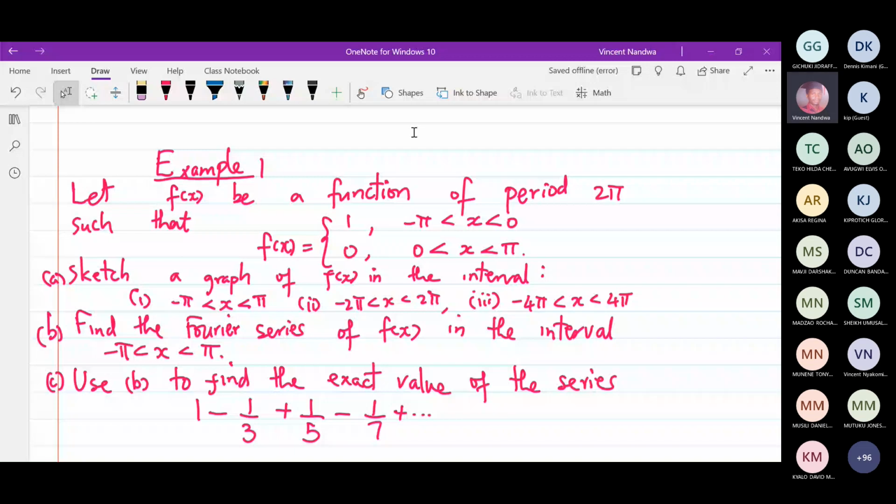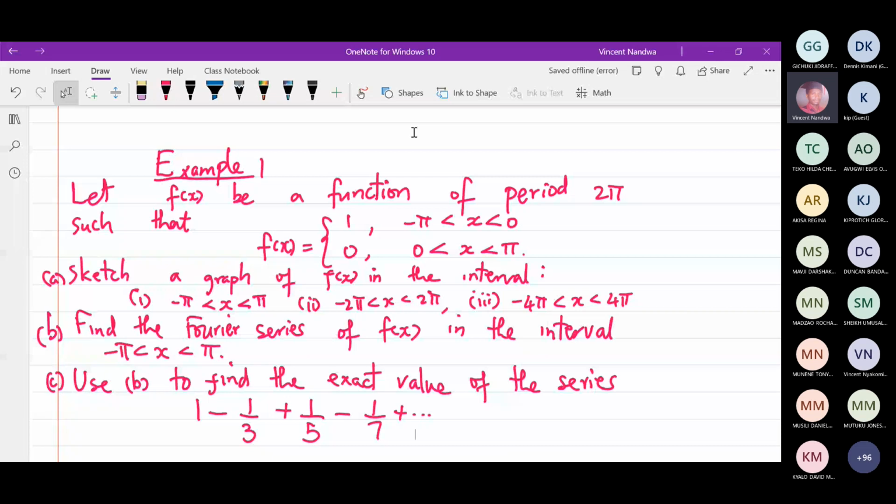And then to use the Fourier series to find the exact value of the series 1 minus a third plus a fifth minus 1/7 plus other several terms taking the same pattern. These are the kind of questions you can expect in this chapter. And it's very easy to score the marks if you follow every step correctly, especially on the first part of sketching.